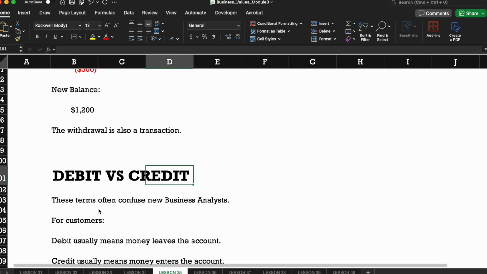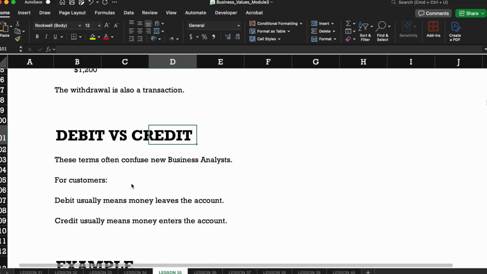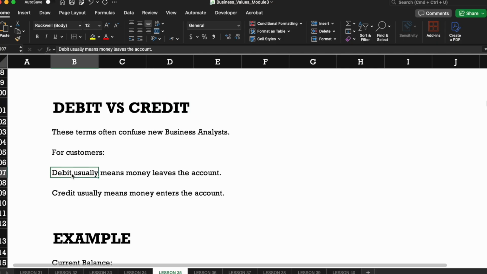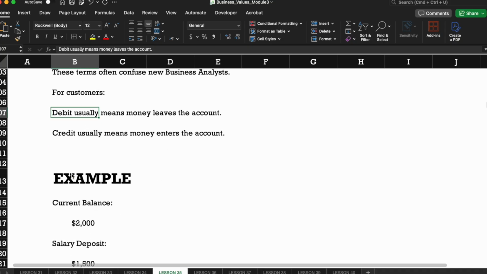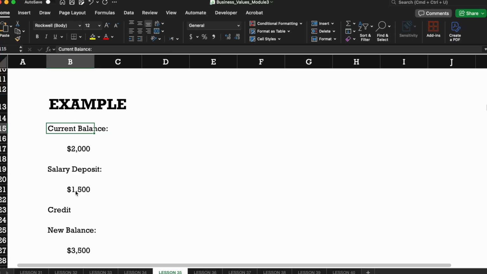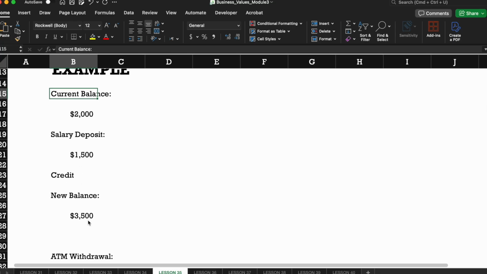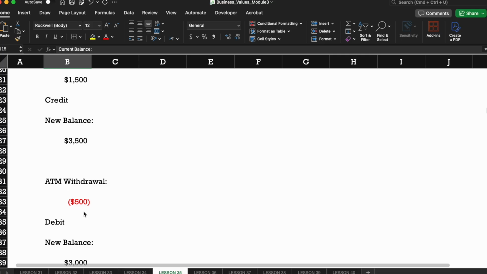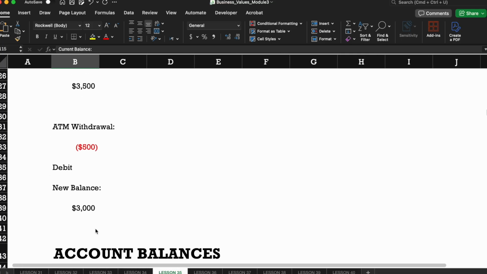Debit versus credit. These terms often confuse new business analysts. For a customer, debit usually means money leaves the account. Credit usually means money enters the account. Okay. So example: current balance 2000, salary deposit 1500, credit, new balance 3500. Then ATM withdrawal 500, new balance 3000.